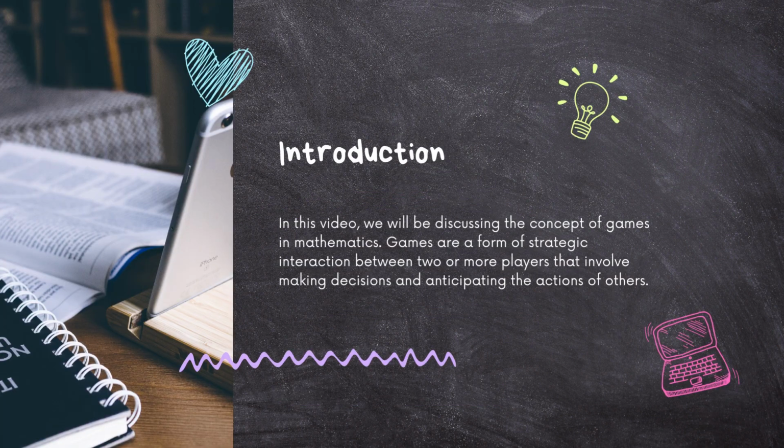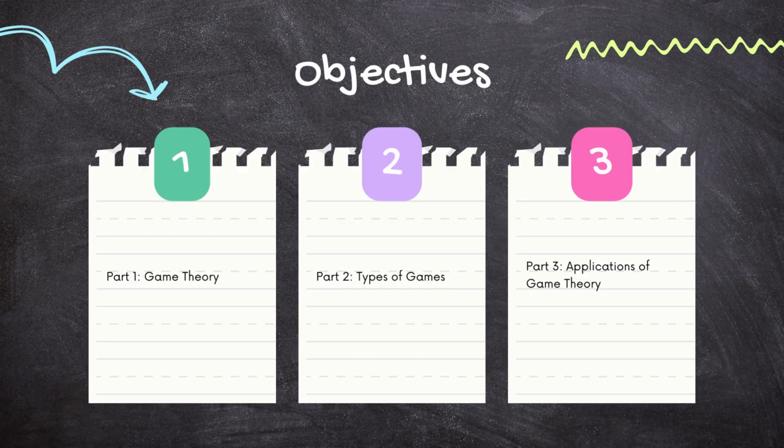In this video, we will be discussing the concepts of games in mathematics. Games are a form of strategic interaction between two or more players that involve making decisions and anticipating the actions of others. The objectives for this are part 1 discussing game theory, part 2 the types of games, and part 3 the applications of game theory.